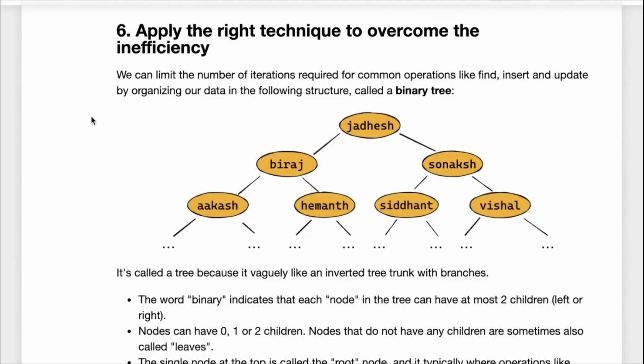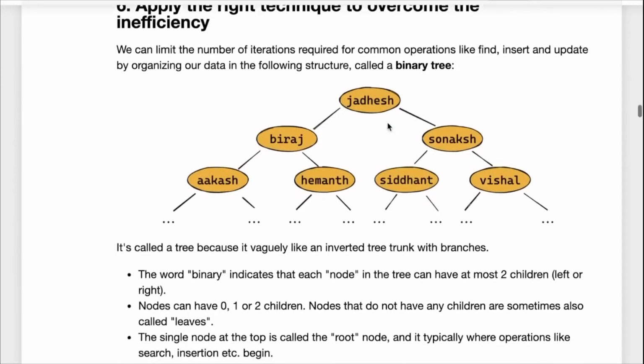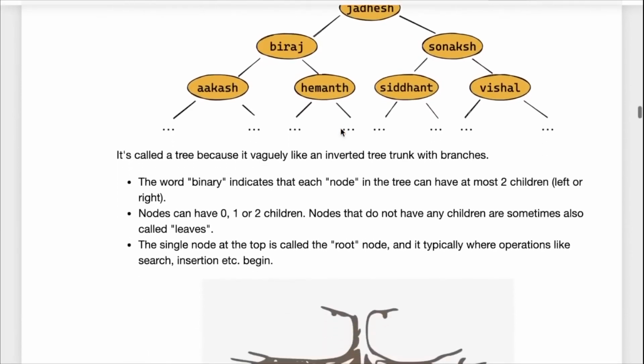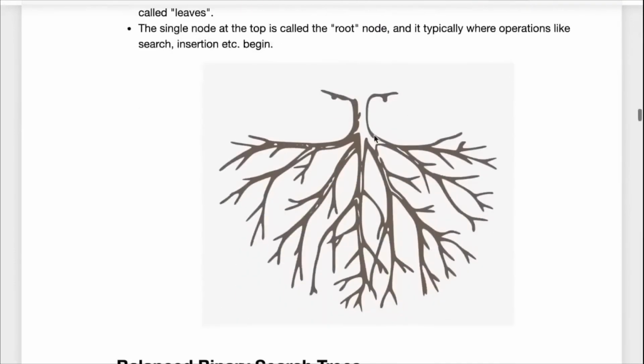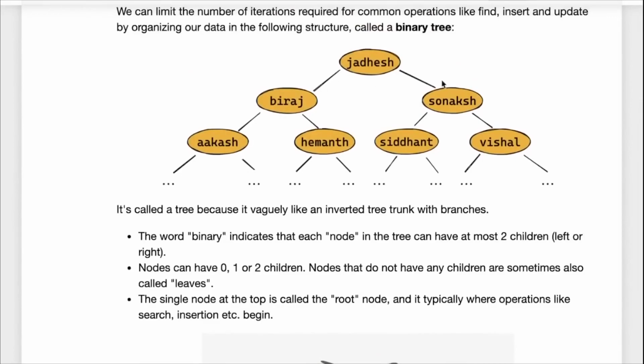So now we have a simple implementation and we've analyzed it and determined that it is inefficient. So now we need to apply the right technique to overcome the inefficiency. And we can limit the number of iterations required for common operations like find, insert, and update by ditching the linear structure that we had earlier and organizing our data in a more tree-like structure. So this is a structure that we'll use for our data, and we will call this a binary tree. Now this is called a tree because it vaguely resembles an inverted tree trunk with branches. So you can think of this as the root, and then you can see each of these are like branches.